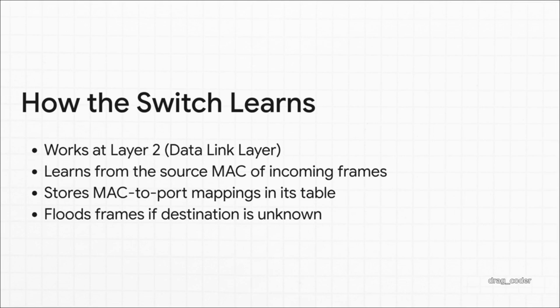So you might be wondering, how does the switch build this seating chart in the first place? Well, it's a really clever observer. Every time a device sends out some data, the switch looks at where it came from and it just makes a note. It says, okay, that device is over there.